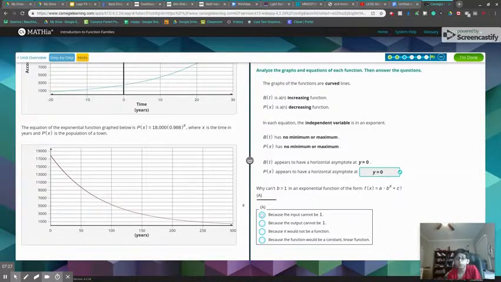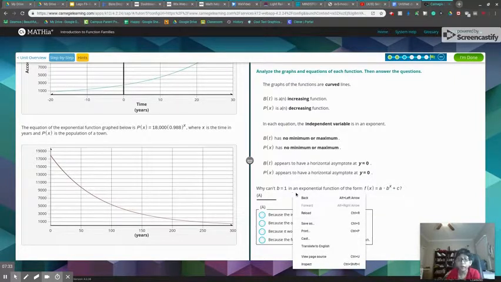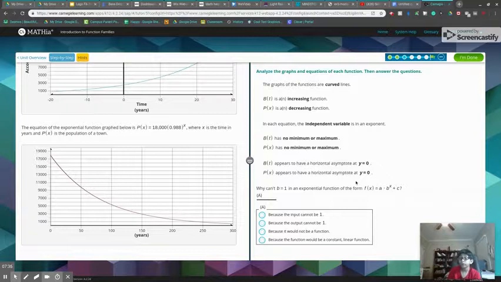Why can't b equal 1 in an exponential function of the form b to the x?